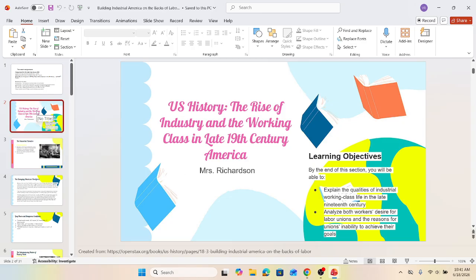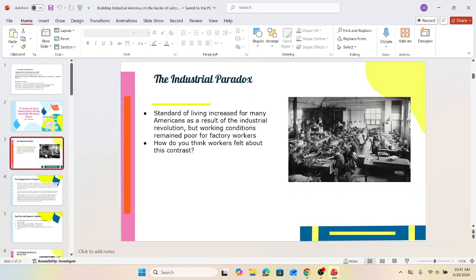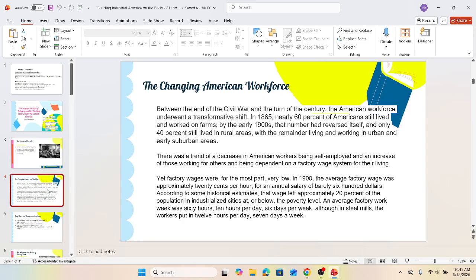So continuing to talk about industrial America, continuing to talk about the second half of the 19th century, today we're focusing on the working class. As a result of the Industrial Revolution, the standard of living increased for many Americans, but working conditions remained poor for factory workers. You can just imagine how workers felt about this contrast, right? Many Americans are getting better quality of life, but not necessarily those who are putting in the work for that better quality of life. They're not necessarily seeing the benefit.